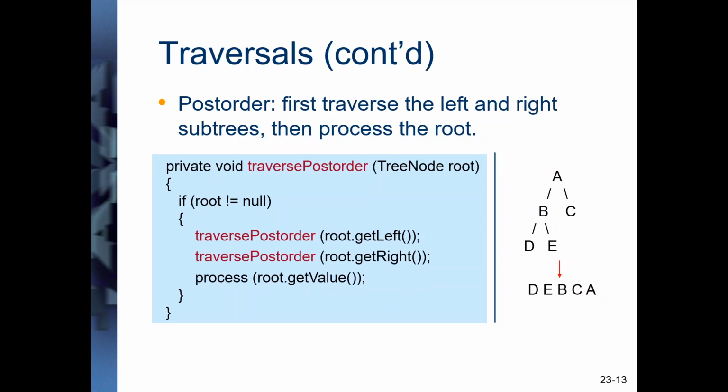And then the last one is post-order, where you go left, you go right, and then the last thing you do is you process, or again, think of printing the object value that is at the particular tree node.